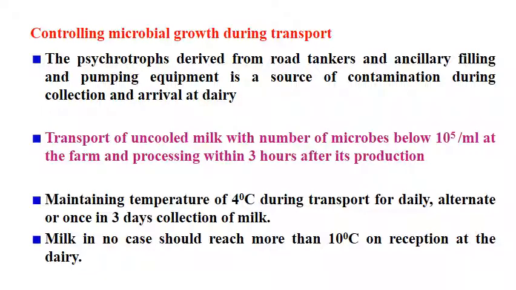Now, controlling microbial growth during transport. Here we will see some important points on how to control microbial growth during transport until the milk reaches the dairy plant, where it will be chilled first and later pasteurized. The psychrotrophs derived from road tankers and ancillary filling and pumping equipment are a source of contamination during collection and arrival at the dairy. So the psychrotrophs may contaminate the milk from these sources, which can cause more microbial growth, so we have to reduce that.